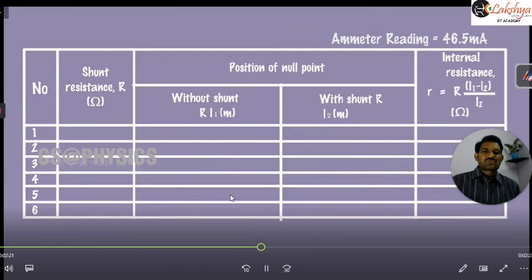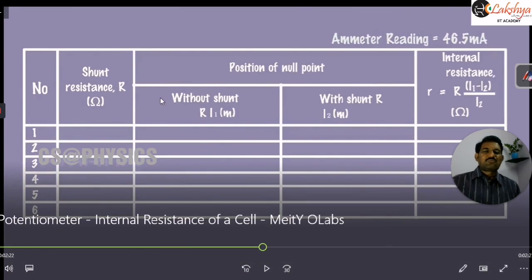So then the table will be like this. The table will have shunt resistance, how much we are connecting across the cell. Without shunt, first we find the balancing length. Next, by including that external resistance, we find the balancing length. Then by using this, we find the internal resistance.